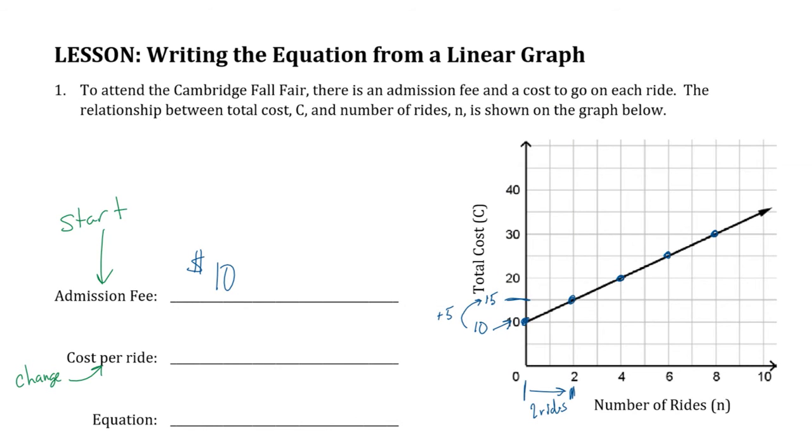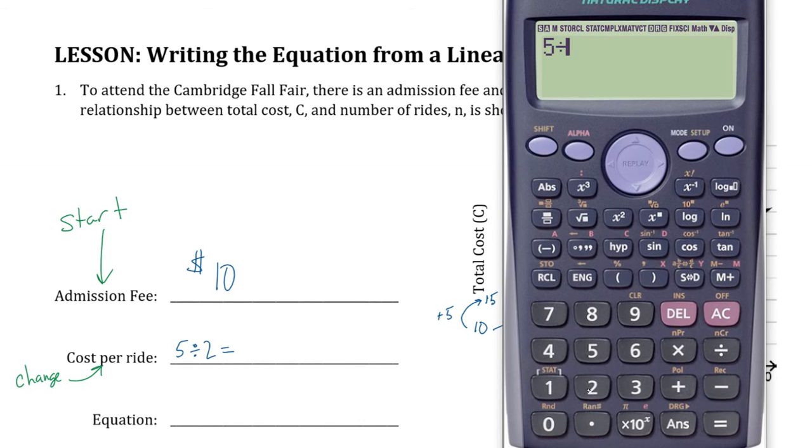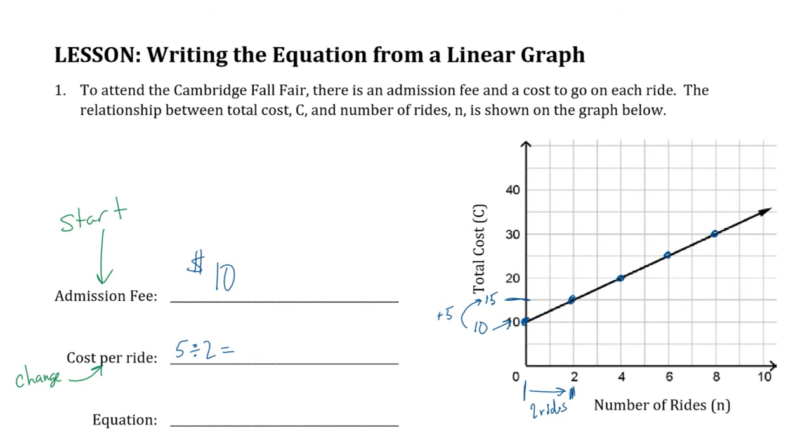But if I can just think about that in my head, what was the change there? What did it increase by? I might be able to just do it in my head. But that's $5 for 2 rides. We want the cost per 1 ride. So I'm going to do 5 divided by 2 on my calculator. And if it gives me a fraction like this, because my calculator is in that mode, I'm going to click the button to turn it into a decimal because I don't want fractions for this. 2.5. So that's 2.5. And that is dollars per ride.